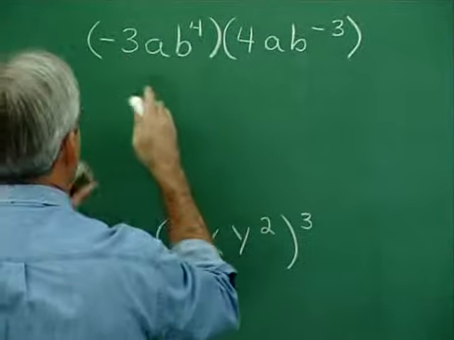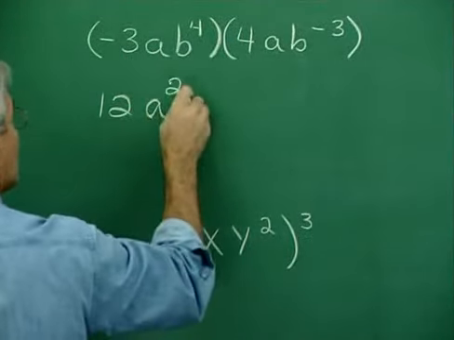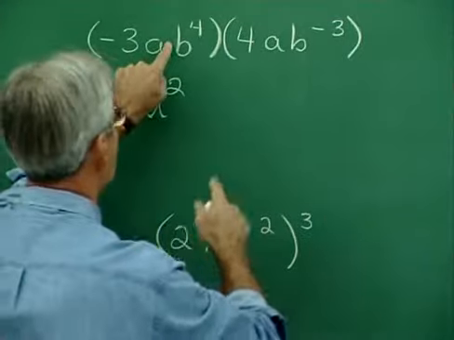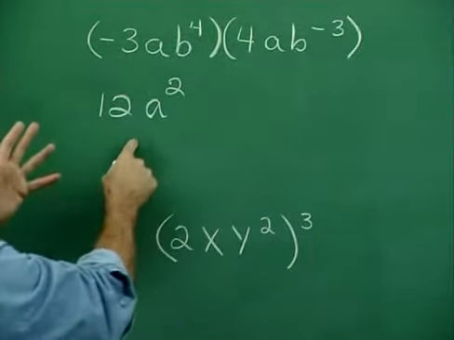We have negative 3 times 4, that's 12. And then a times a squared. Now, all I'm doing is adding the exponents, and the exponents on a are understood to be 1s. So I'm just adding 1 and 1 to get this a squared.